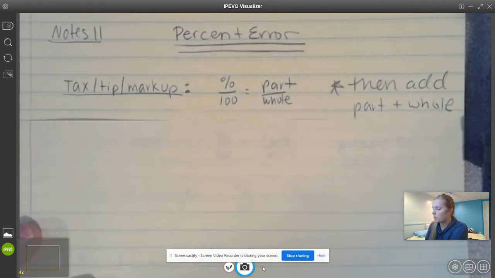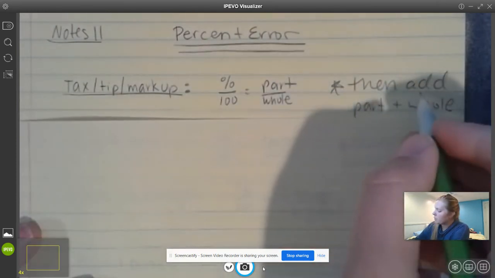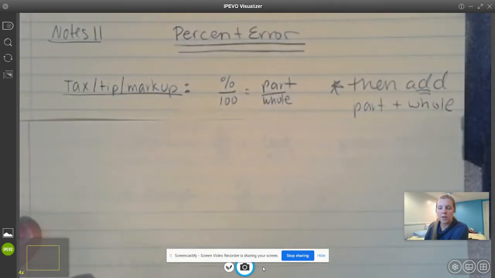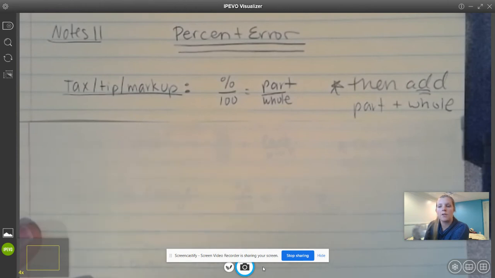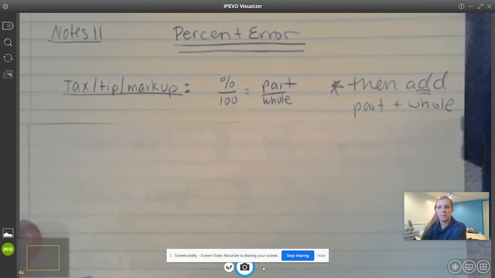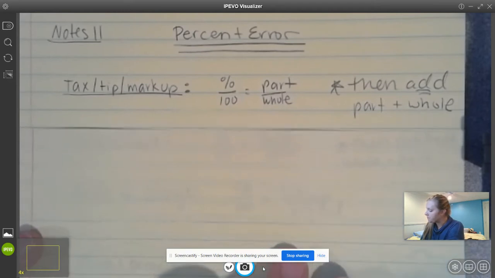And with those problems, we use the general percent proportion, percent over 100 equals part over whole. And then you have to remember you add the part and the whole together because that gives you the total price. So you find how much you pay in tax and then you add it to the price to find the total bill. Or you find how much you're going to pay in tip to the restaurant and then you add it on to the price of the food to find the total bill.